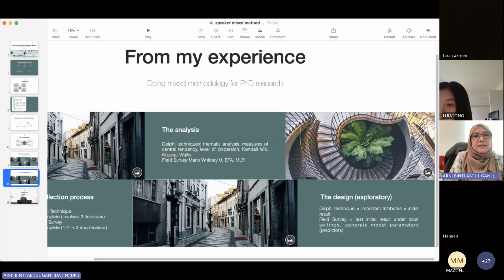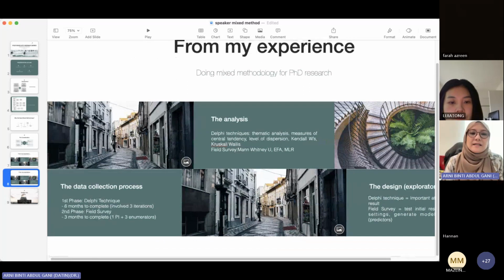Okay, all right. The data collection process, first phase, like I said, the Delphi technique. It took me about 6 months to complete. But Delphi technique is another thing. If you're interested, you really have to maybe take classes or learn about the Delphi technique. It involves iterations or cycles. So the first phase of the Delphi technique, I completed in 6 months.